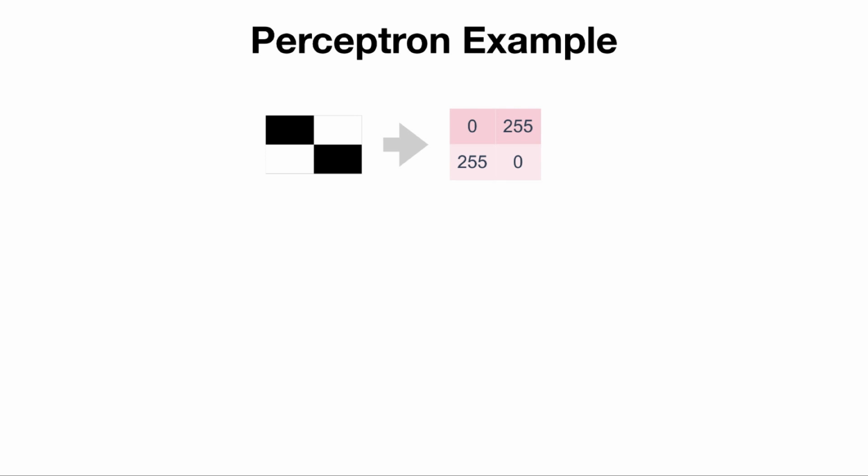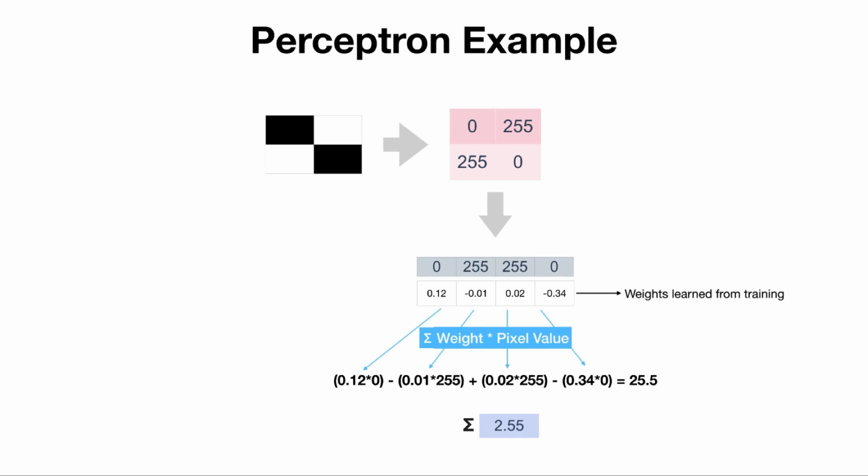So let's do this on a very small, very specific example. Imagine, for simplicity, that our input images were 2 by 2 images. So here we only have 4 pixel values, and 0 corresponds to a black pixel, and 255 corresponds to a white pixel. We flatten the image out into an array that's going to have length 4. And now our weights happen to be these 4 numbers here, starting with 0.12. Where do those weights come from? We pick them randomly, but we're then going to learn them when we do our algorithm training. So finally, our weighted sum in this case is 2.55.